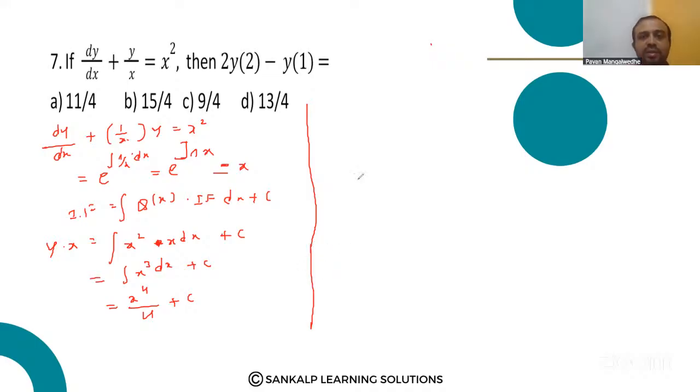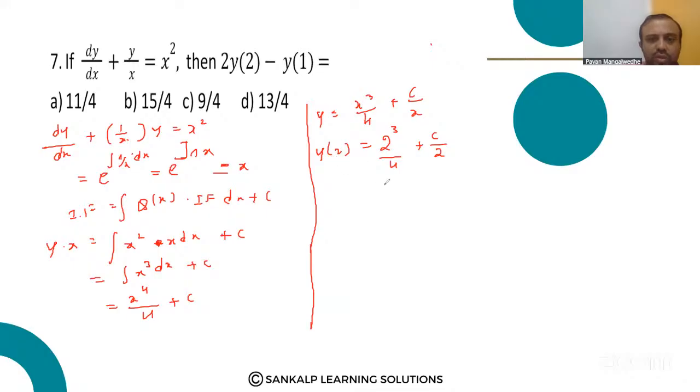Which can be written as y is equals to x raised to 4 by 4, that is x cube by 4, by writing in a different way, plus c by x. Okay, so assuming this for the unique answer, what you can say is y of 2. Just substitute wherever x is there, that is 2. 2 cube by 4 plus c by 2.